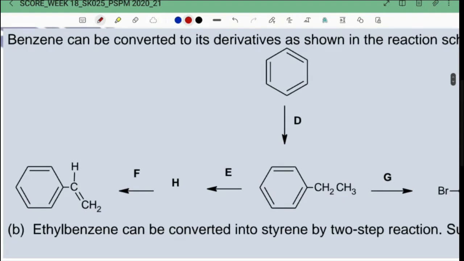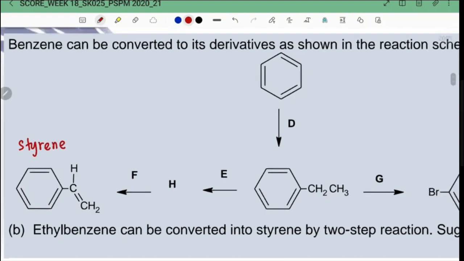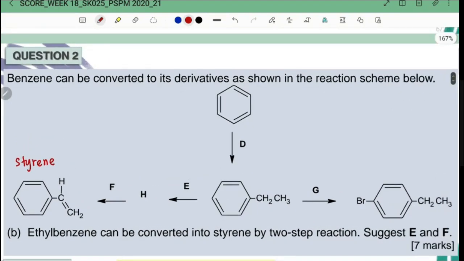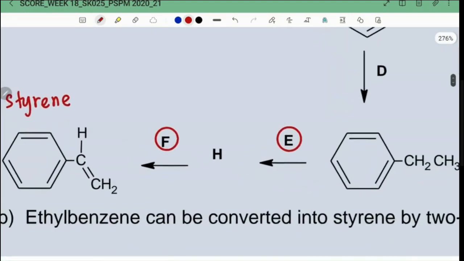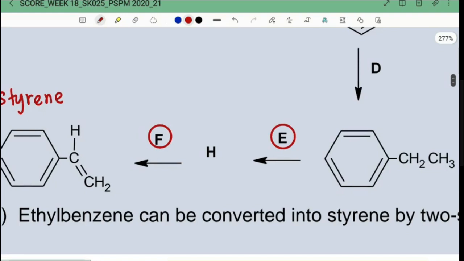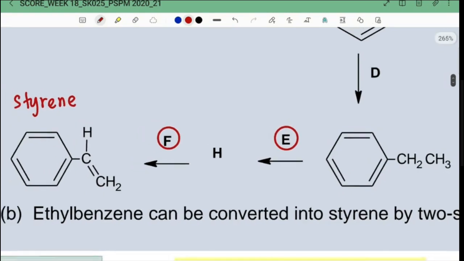Ethyl benzene can be converted into styrene. So this is styrene, by a 2-step reaction. Suggest E and F. Okay, so from ethyl benzene here, we want to get a double bond. Of course, that is benzene.